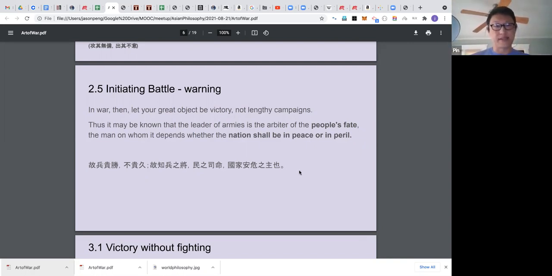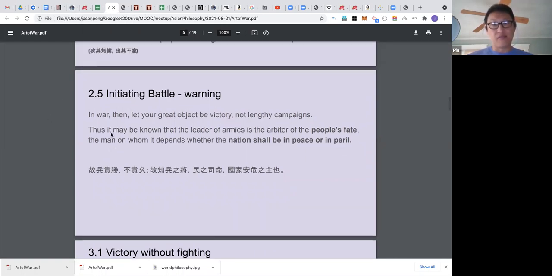Just echoing some of the points made by others. If you read the entirety of chapter two, Sun Tzu, I agree, is talking about really the long, waging long wars where you're sending an expedition to invade a foreign nation.